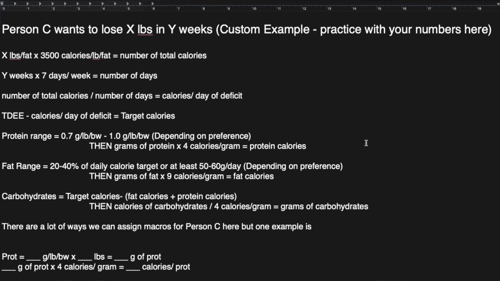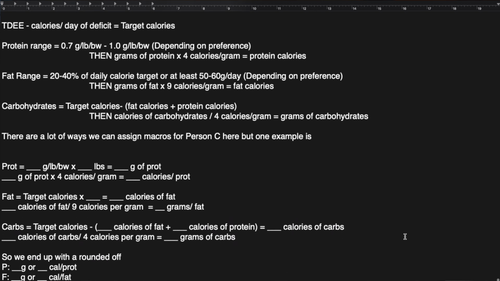It's just a template, the same template from person A and person B that we went over, and it's just titled Person C wants to lose X pounds in Y weeks, custom example, practice with your numbers here. So we got that whole layout: pounds of fat, calories per pound of fat, number of calories, number of days, the time frame, target calories per day, and we got the ranges, all those ranges, a lot of ways you can assign the macronutrients, a lot of that's just personal preference, individual history.